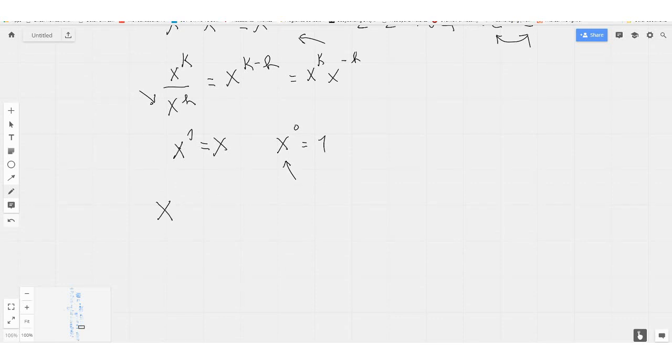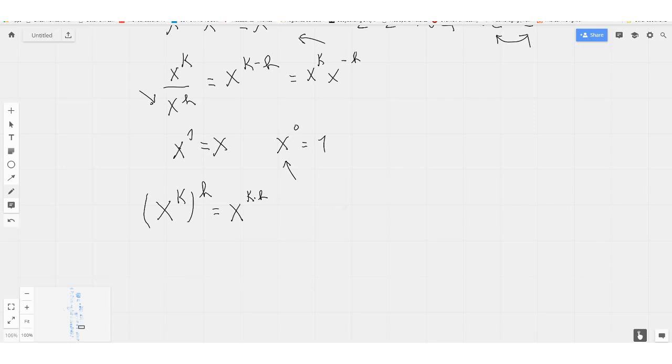All right. Then let's see what happens if we have something like this: x to the power of k, and then we have the whole thing to the power of h. So what can we do in this case? In this case, we have to multiply the exponents. That means we are left with x to the power of k times h.